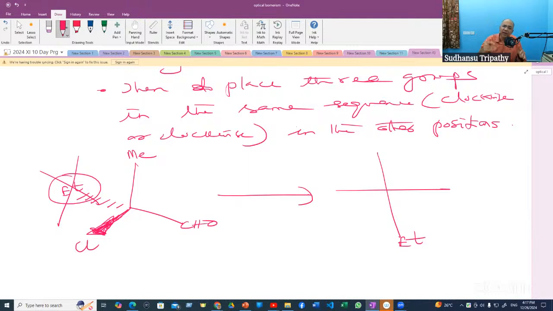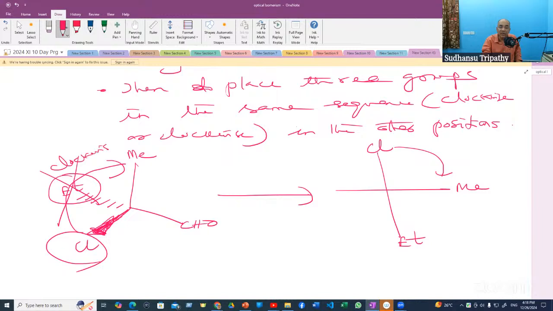Then start from any group you like. Supposing I will start from chlorine and go clockwise. Supposing you will start from methyl and go anti-clockwise. You follow a sequence. Start from anyone, chlorine. Supposing I will put chlorine here. I started from here. Then to its clockwise position, you will place methyl. I am following clockwise. And to the clockwise position of methyl is aldehyde.